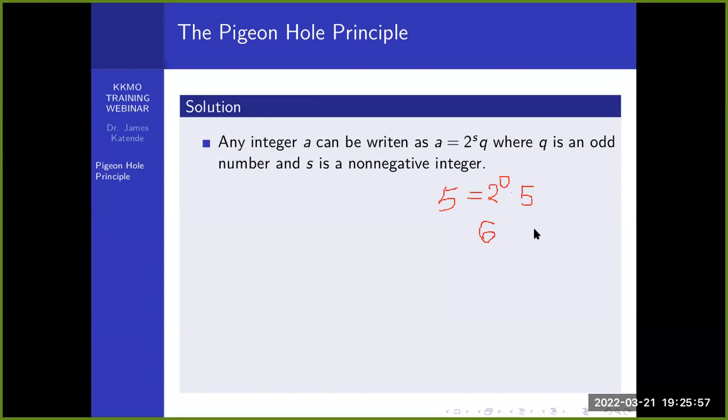If I have an even number like 20, I can write it as 2 squared multiplied by 5, right? Any number you pick, any positive integer, it's always possible to write it in this form, as 2 raised to some power multiplied by an odd number.